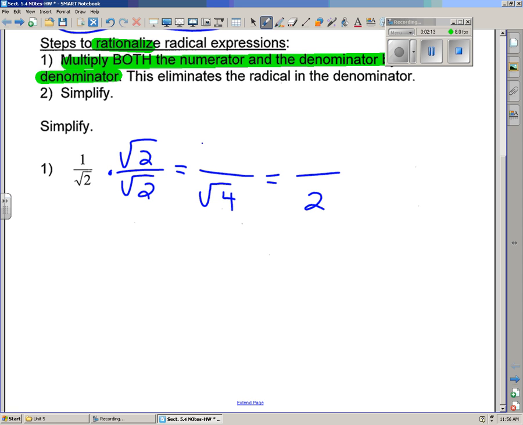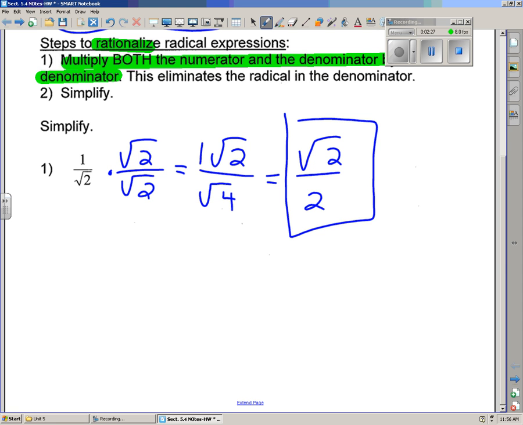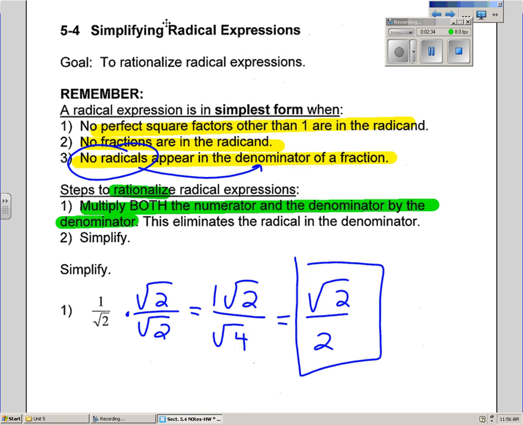On the top, I've got a 1 outside the square root of 2, and I can't really multiply those together. 1 times radical 2 is just 1 radical 2. All that I will do is just eliminate the 1 there. The 1 you can either use or not use. It's up to you. But bottom line is we have a fraction. That's okay. But there's no fraction in the denominator, and there's no fraction under the square root. Let's see if we can try the next one.